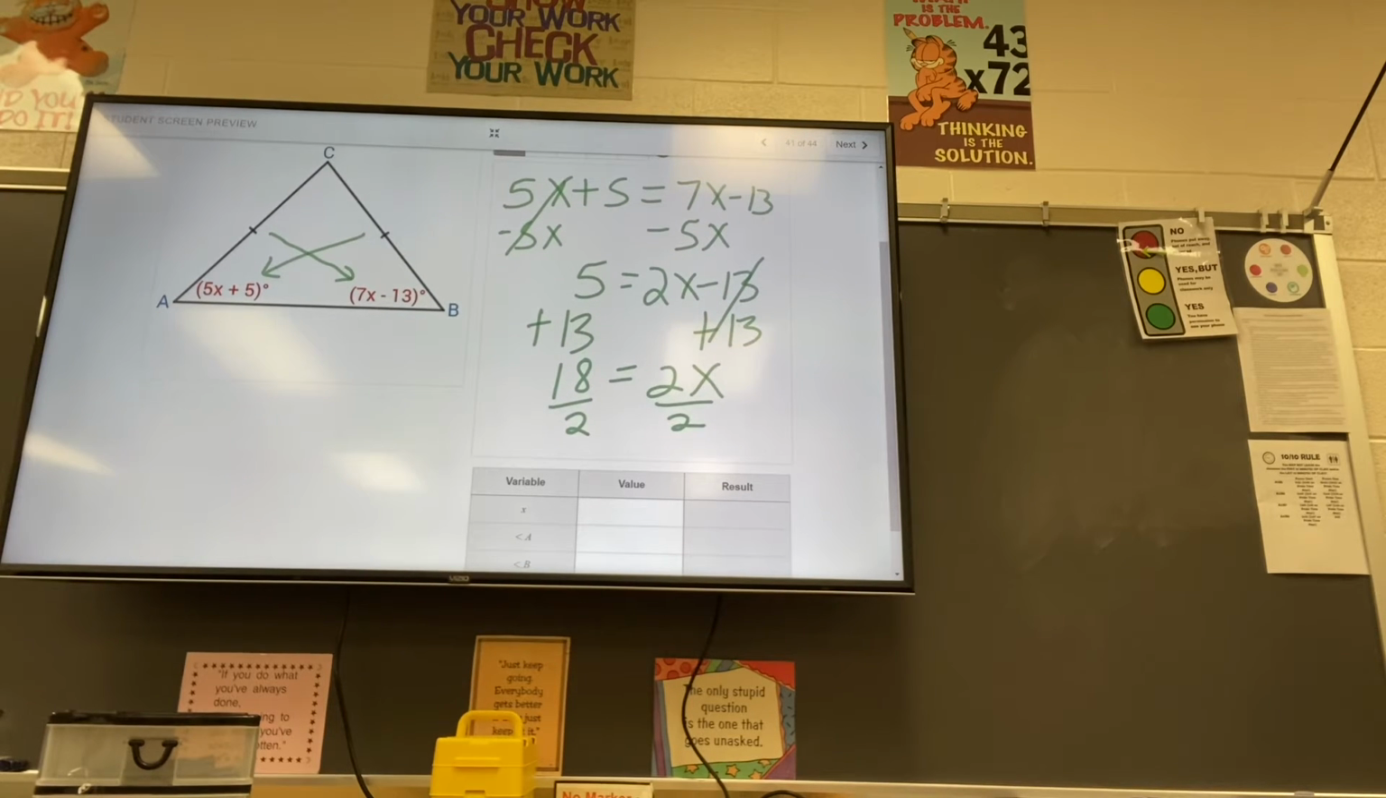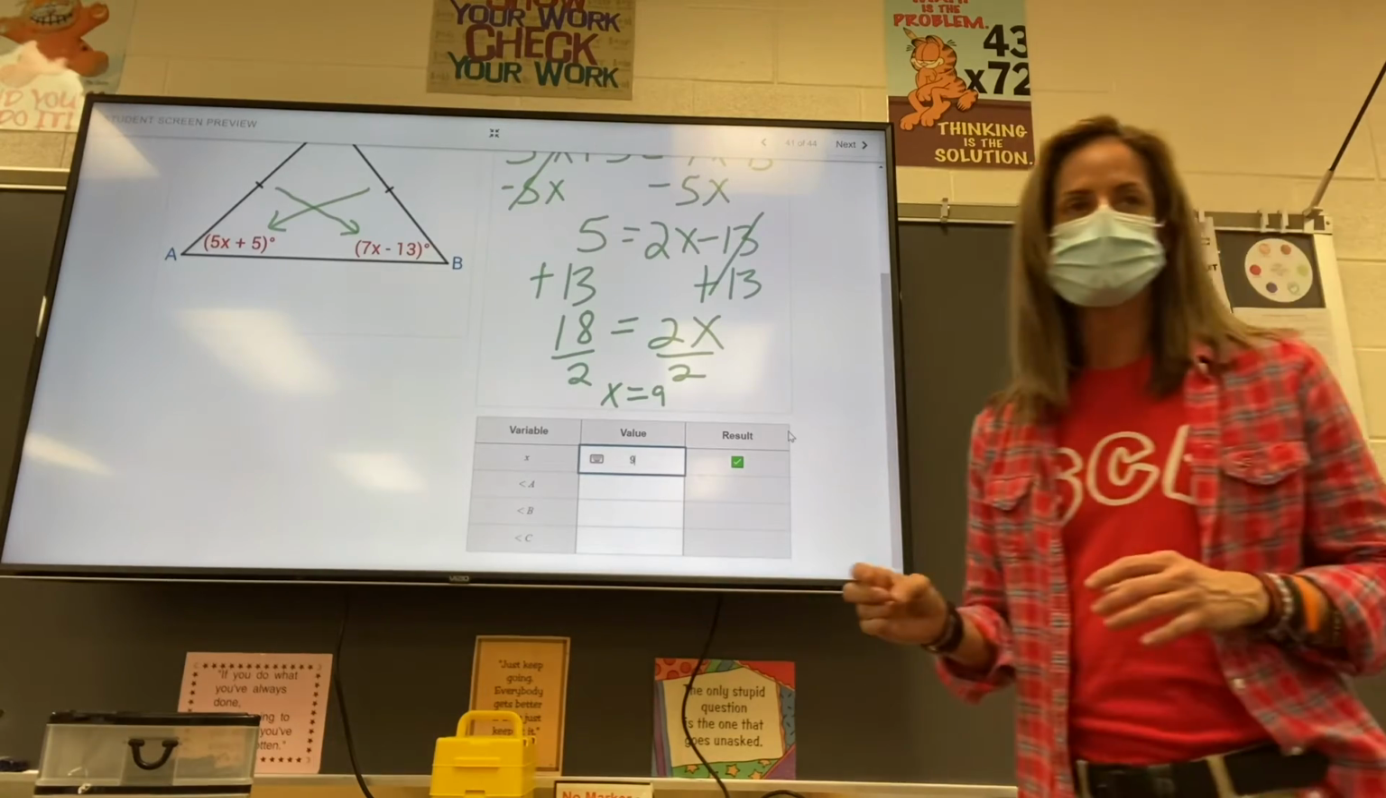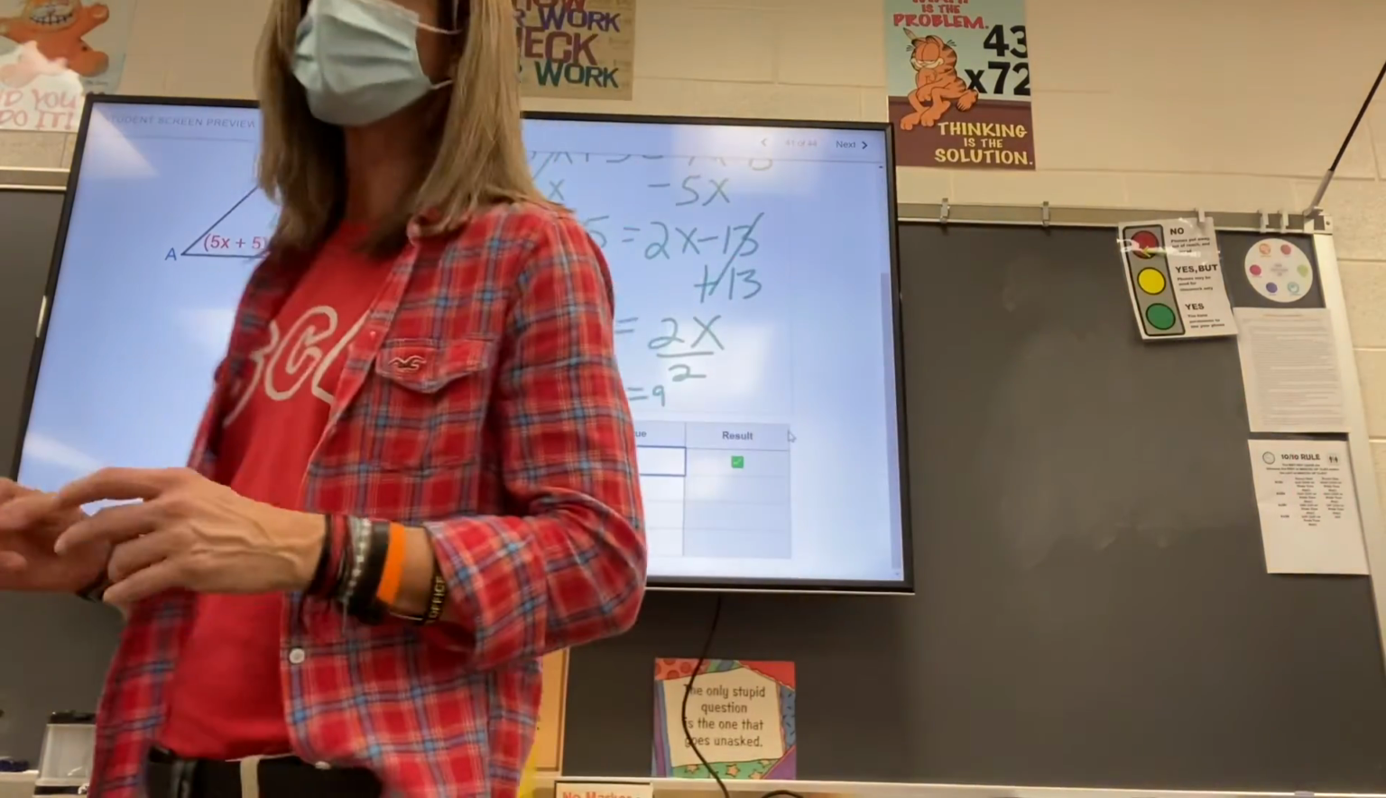I'm getting 9 for the value of x. Anyone else get 9? Trent, what'd you get? I got 9. Oh, computer likes it. Good. Okay. Any questions about how to solve that equation? How we got the equation?